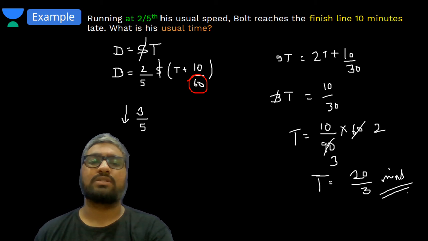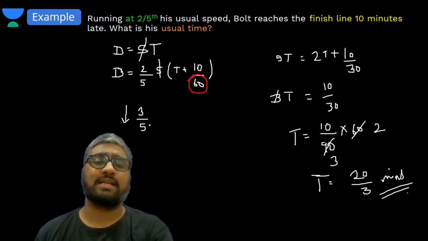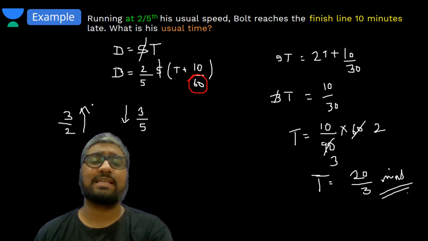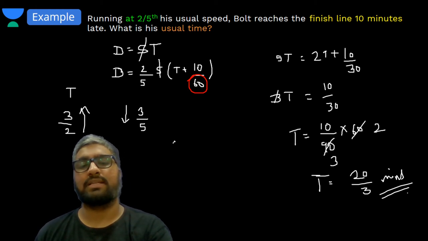So if there's an A by N plus A decrease, what will be the increase? 3 by 2. Yes. 3 by 5 minus 3 would be what? 3 by 2. So there will be a 3 by 2 increase in the time. This increase is nothing but this 10 minutes. Simple as that, right? So 3 by 2 of the time.